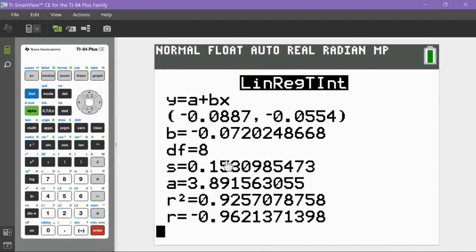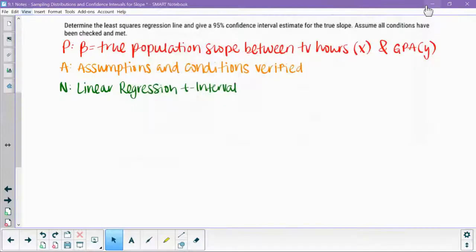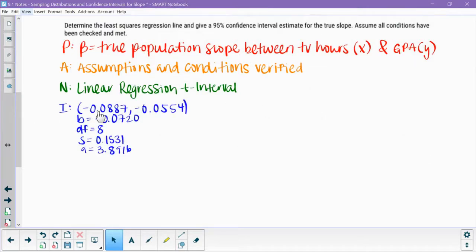I get my slope. It tells me degrees of freedom. It tells me my standard error of the residuals, my y-intercept, and it even gives you r squared and r. So basically this is the computer output that you get in those little Minitab windows. Like anything we do with our calculator, it's good to write everything down just to make sure that you get full credit. It's not required that you do the r and the r squared. Typically, I leave that off, so I get my confidence interval.